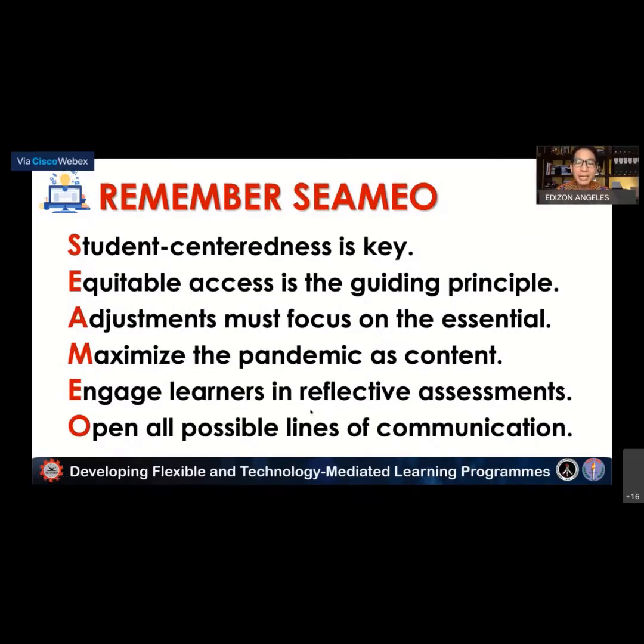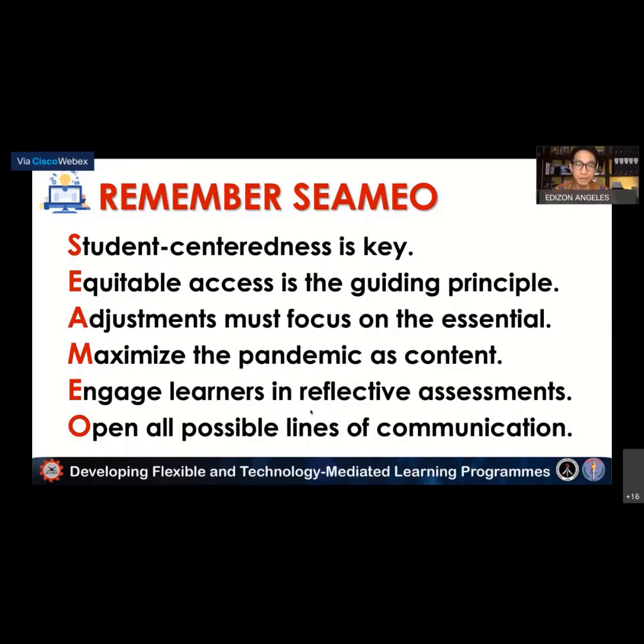In summary, I would like to propose that for everyone in this call, the direction toward flexible learning, as far as our institutions are concerned, be that we consider student-centeredness as key and equitable access as a guiding principle, where our adjustments must focus only on what is essential, so that we can also look at the pandemic as the content and context of instruction, where reflective assessments are going to be useful in order that our students can make better sense of their rapidly changing environment.